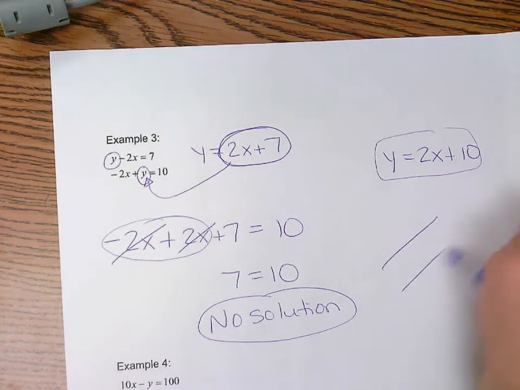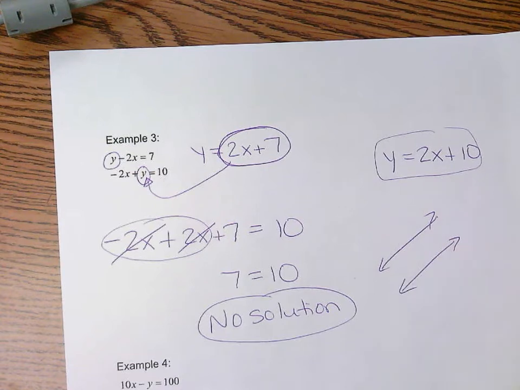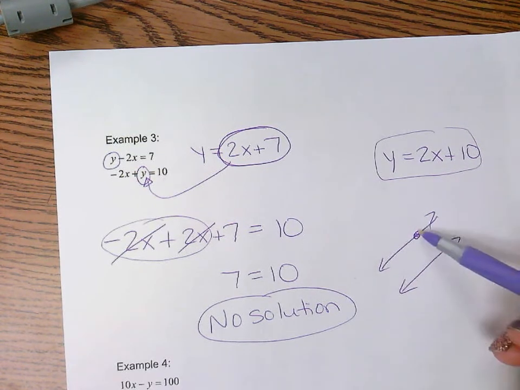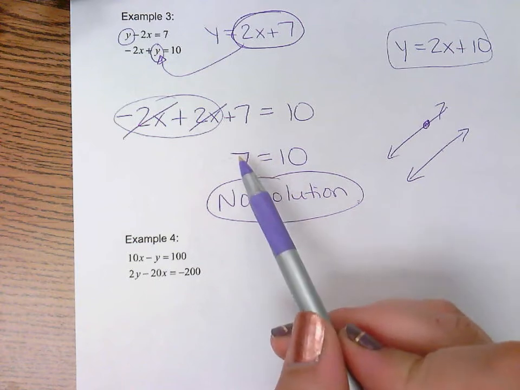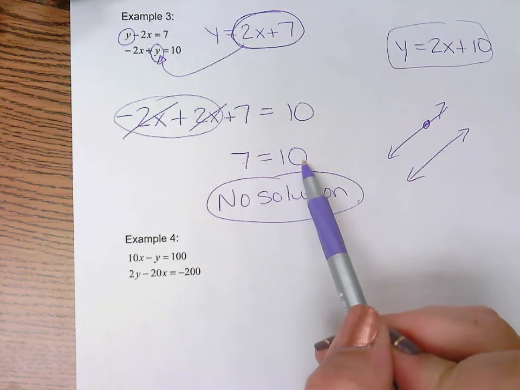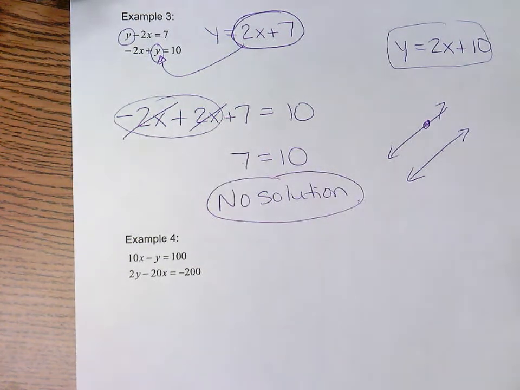The lines are literally going to be laying next to each other. Nothing over here will ever line up with something that's over here. So there's no solution. So that's what no solution looks like algebraically. You get a constant equal to a different constant. So it's a non-true statement.